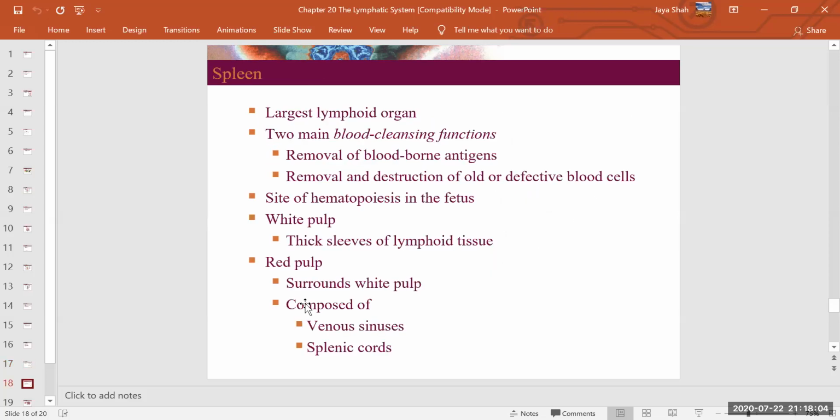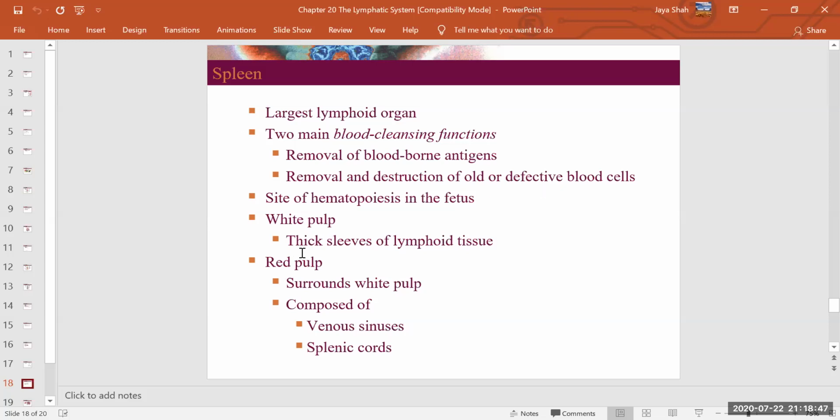Okay. The spleen, the largest lymphoid organ, has two main blood cleansing functions: it removes blood-borne antigens. So any microorganism passing from the lymph node to the spleen, because the spleen is highly vascular and all the blood flows to your spleen too, meets the macrophages and other white blood cells that fight the infection there. At the same time, it also removes and destroys old, defective red blood cells. In the fetus, it is a site of hematopoiesis because the bone marrow is not mature. Later, the hematopoiesis site is the bone marrow.